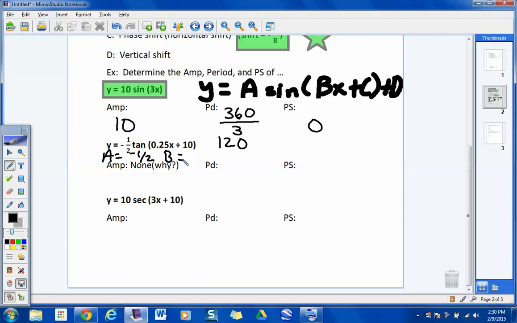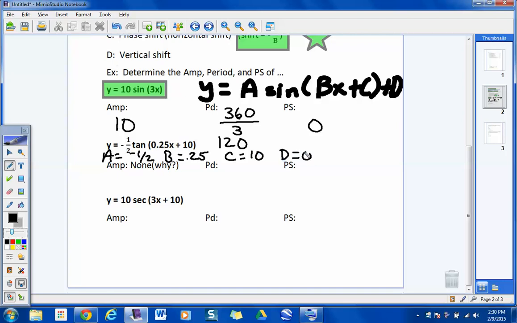0.25. How about the C value in this? What's the C value equal? 10. Okay. And then how about the D value? Is there anything out here beyond this parenthesis? So what's the D value really equal here? 0. Okay, well, we'll write this down. I think it'd be to your benefit to write this down here.